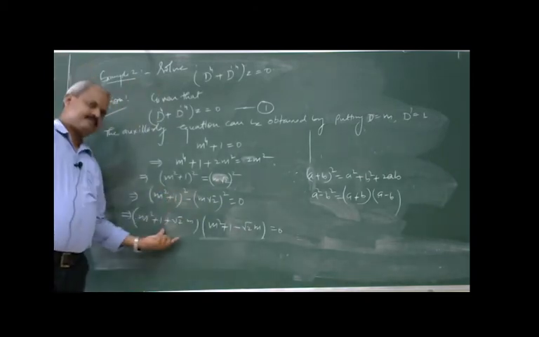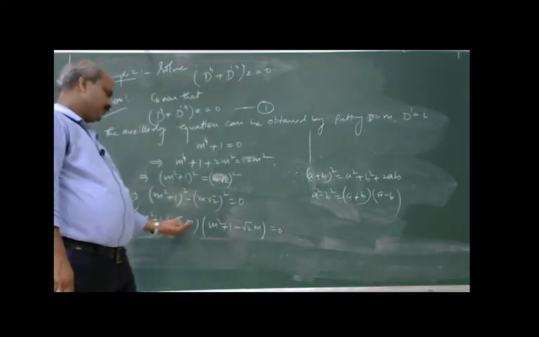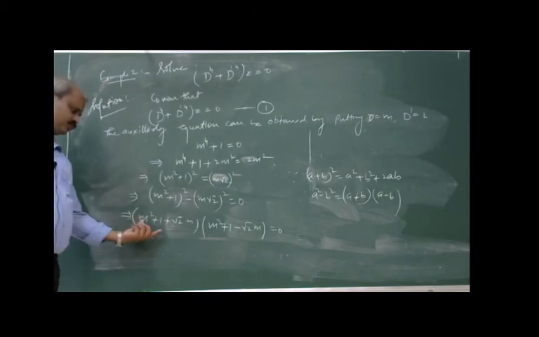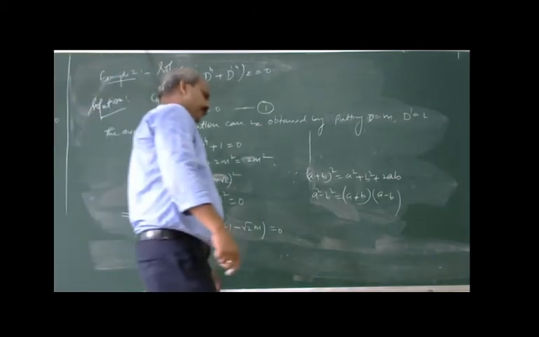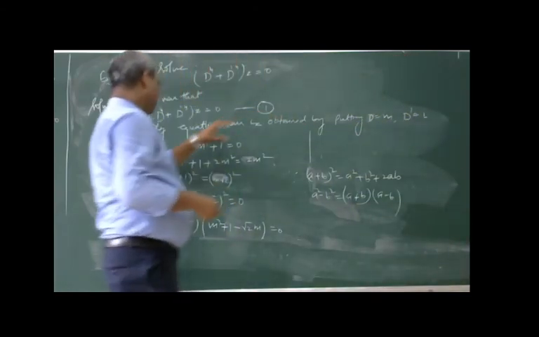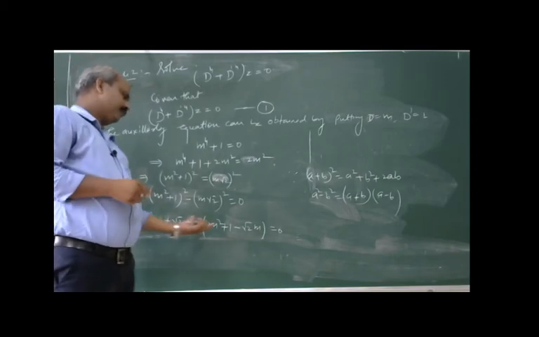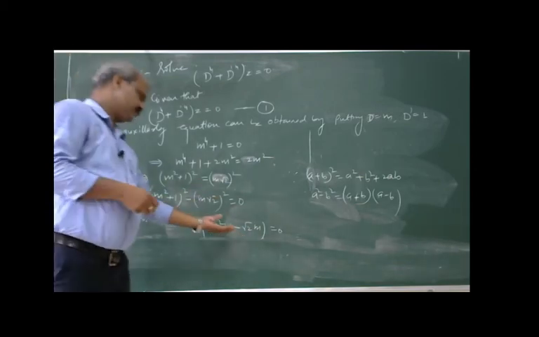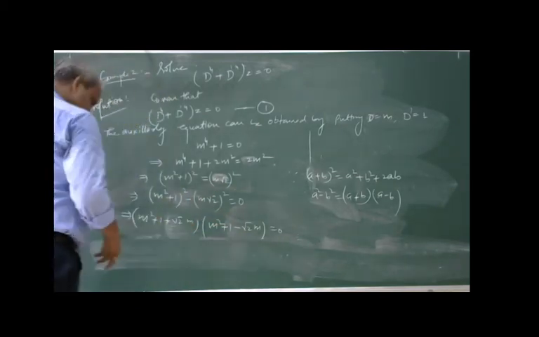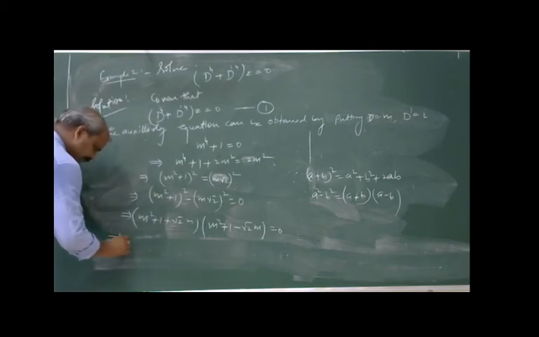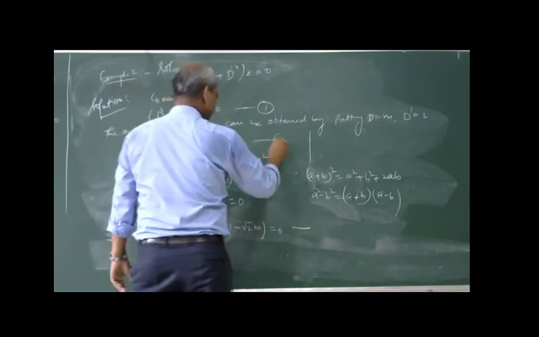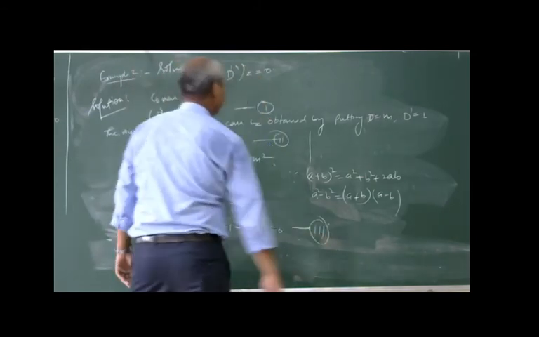This equation gives (m² + √2 m + 1)(m² − √2 m + 1) = 0. So again there exist two quadratic equations given in product form, and whose product is 0. If the product of two functions is 0, then either one of these is 0 or both are separately equal to 0. So from here, this equation is second, this is third.